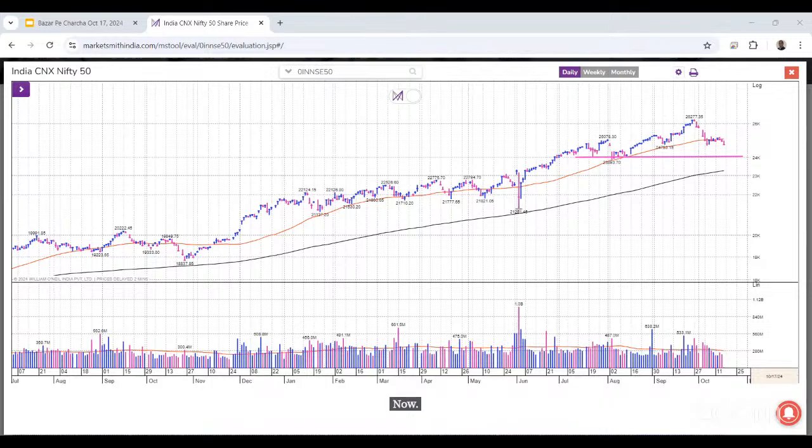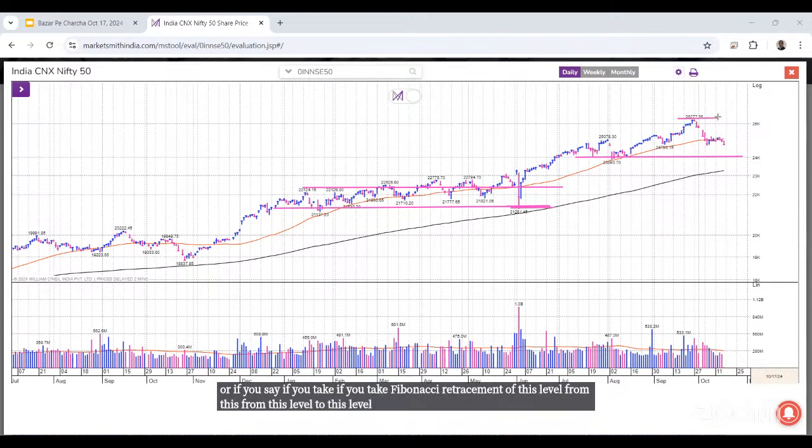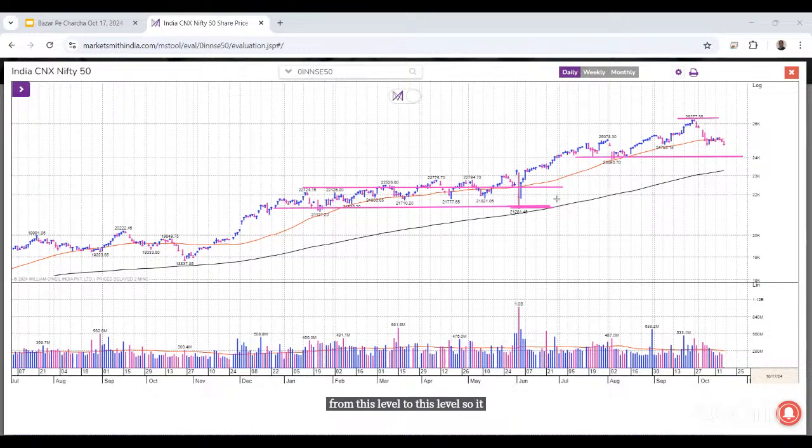I am saying this on the basis of this particular level here. This is the level where the market fell to almost 21,200. That was on election outcome day, 4th June. Further, if you see this price cluster in this zone, and if you take the Fibonacci retracement from this level to this level, approximately 38.2% comes around 24,200.